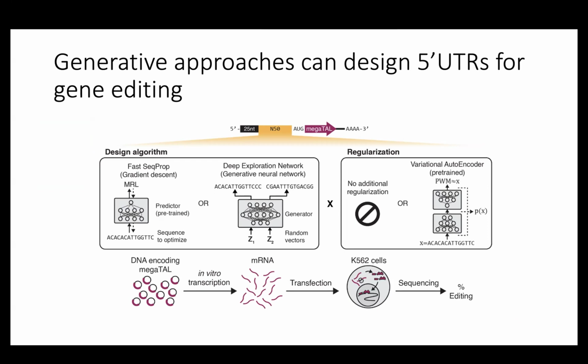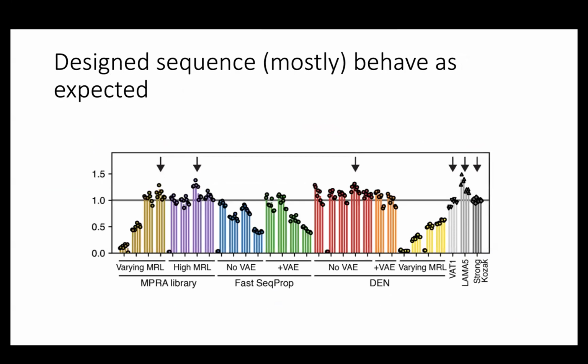And so to do that, what we did is we just designed a small number, in this case, not hundreds of thousands, but just a few tens of 5' TRs that they then tested individually to measure gene editing. And I want to walk you through this data quickly because it's interesting in some sense, because it didn't quite work the way we hoped, or at least not all of it.